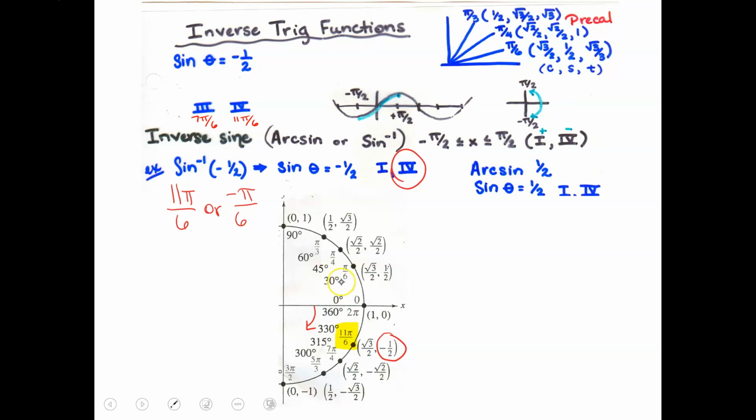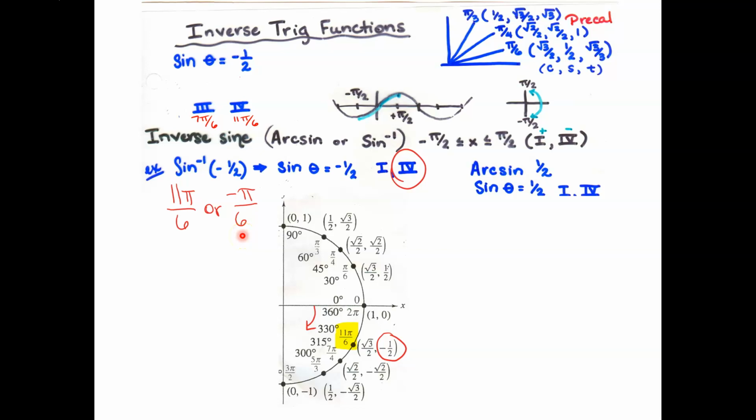So if we go all the way around the unit circle, that's 11 pi over 6. If we start here at 0 and we go down pi over 6, that's a -pi/6. Now, I know that those are coterminals and they're two different names for the exact same thing. But if you look at your domain that it goes from -pi/2 to +pi/2, -pi/6 is between those two values. 11 pi over 6 is not. And so for that reason, we want to write it as -pi over 6.